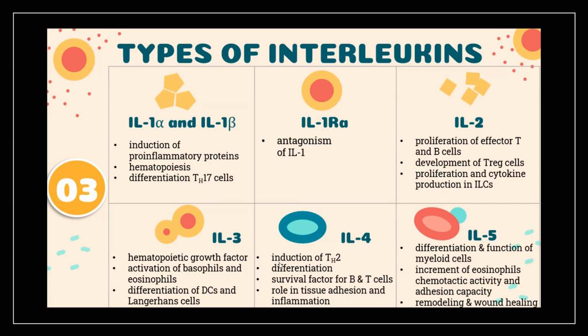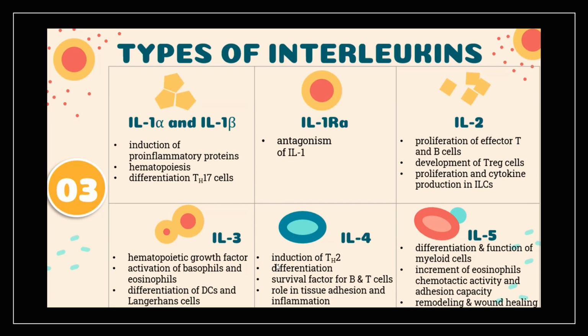Next would be the interleukin 3, which has the functions of hematopoietic growth factor, activation of basophils and eosinophils, and differentiation of dendritic cells and Langerhans cells. They originate from the activated T cells, and cell targets are the erythroid progenitors, granulocytes, macrophage progenitors, and others like basophils and eosinophils.